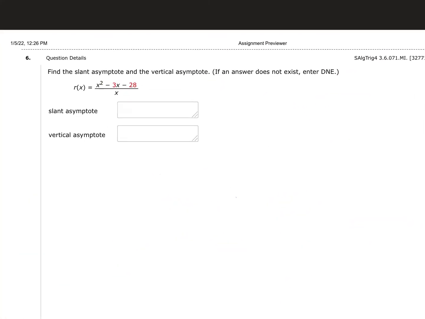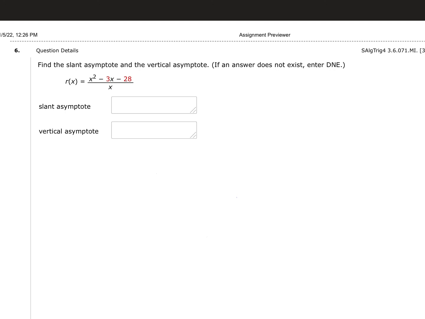For number 6, we are given r of x is equal to x squared minus 3x minus 28 over x. And we're asked to find the slant asymptote and the vertical asymptote. When you find your slant asymptote, you need to be considerate of your horizontal asymptote as well, because your slant asymptote, horizontal asymptote, and vertical asymptote will never be the same. So if you find your slant asymptote, you are just dividing the numerator by the denominator. So for your slant asymptote, you are going to take that denominator, which is x, put it on the outside. Then you have x squared minus 3x minus 28, put it on the inside of your division house.